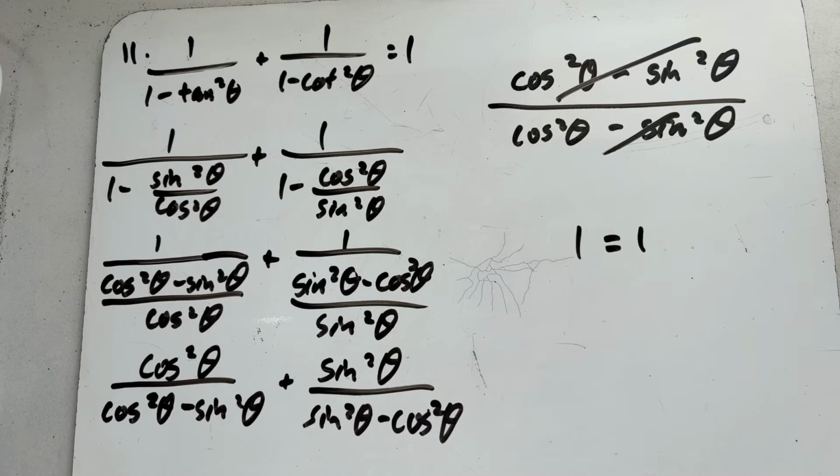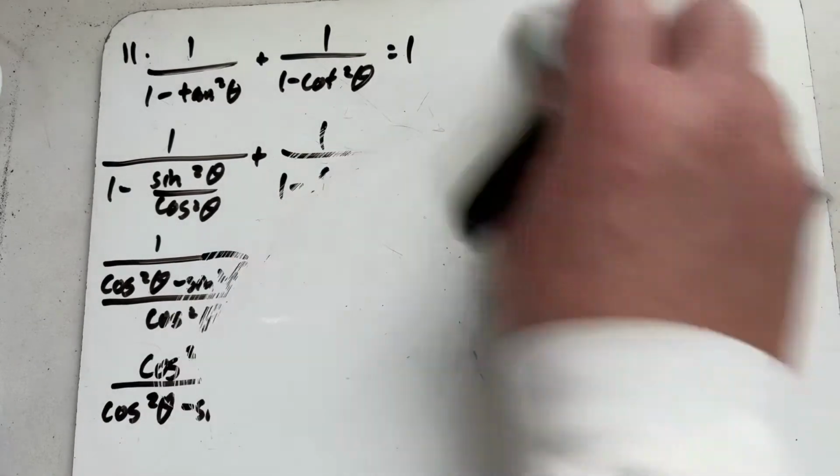So going back, if you don't know where to start, just start making things into sine and cosine. If we have fractions, you're going to want to find common denominators, and hopefully it'll work itself out like it did in that one. All right, number 12.